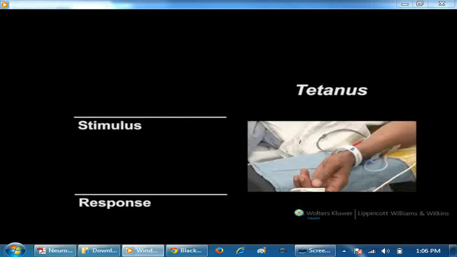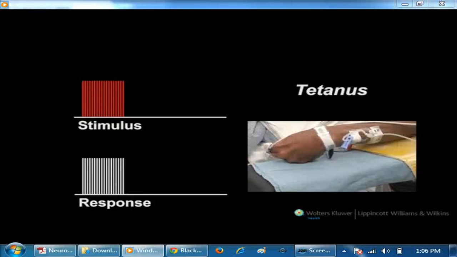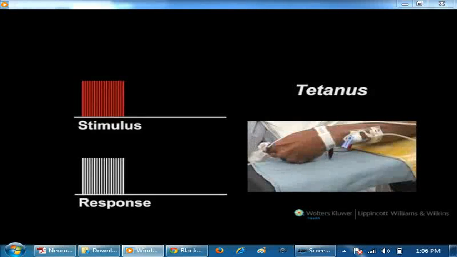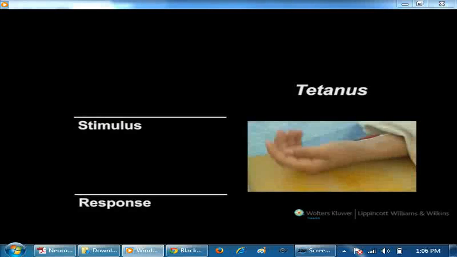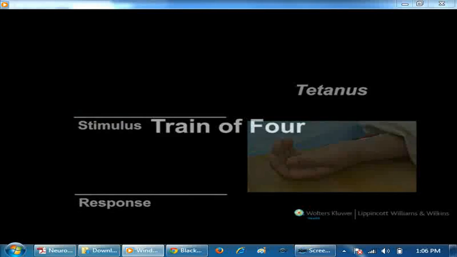Tetanus. When stimulation is applied at a frequency greater than 30 Hz, the mechanical response of the muscle is a fusion of individual twitch responses. In the absence of neuromuscular blocking drugs, no fade is present, and the response is sustained. During non-depolarizing blockade, the mechanical response appears as a peak, followed by a fade.